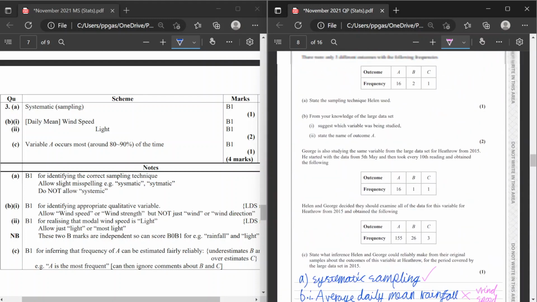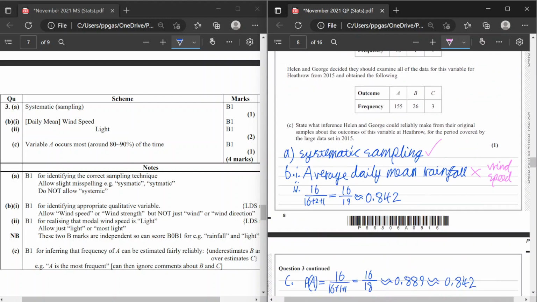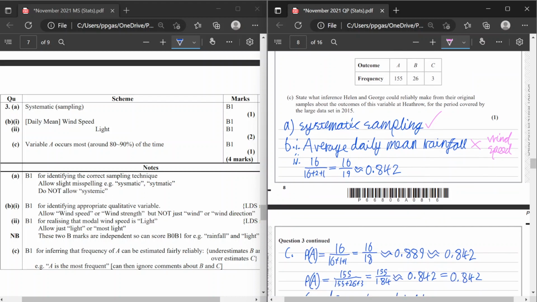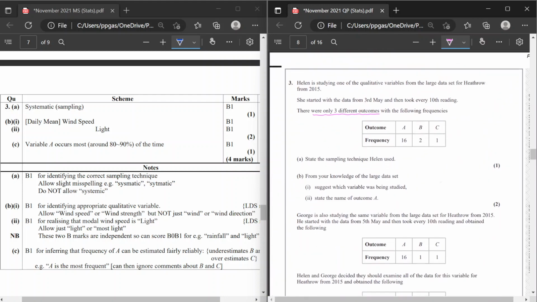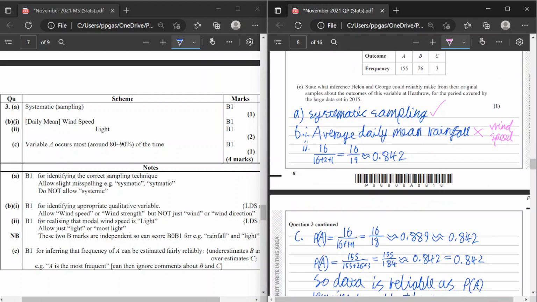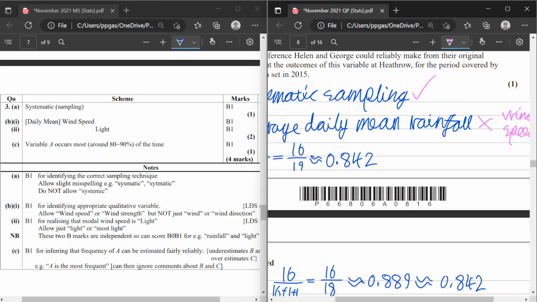Wait, what was it even asking? Suggest the name of outcome A, and I gave a number. I don't know what I was doing. So I suppose the answer is light, because there's only 3 possible outcomes, and like I said, most days you would get light wind speed, it wouldn't be that fast, I suppose. So yeah, the answer is just light. Next question.